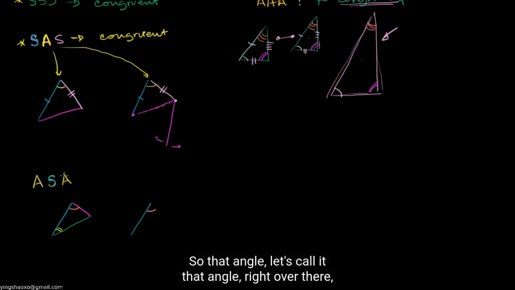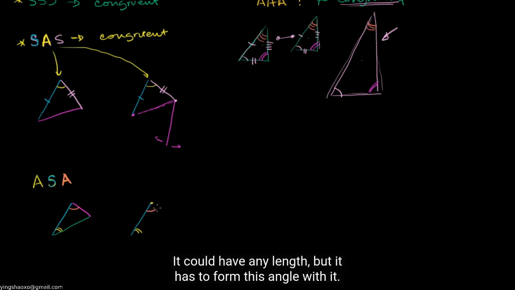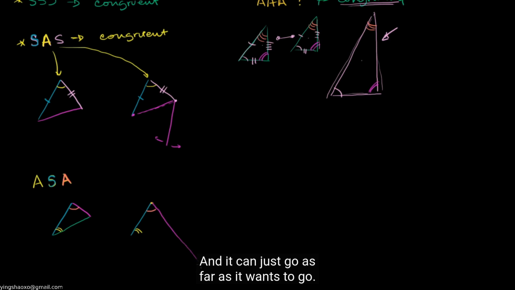So that angle right over there is going to have the same measure in this triangle. And this angle right over here in yellow is going to have the same measure on this triangle right over here. I'm not in any way constraining the sides over here. So this side right over here could have any length, but it has to form this angle with it. It can just go as far as it wants to go. In no way have we constrained what the length of that is. And actually, let me mark this off too. So this is the same as this. So that side can be anything. We haven't constrained it at all. And once again, this side could be anything, but we know it has to go at this angle.